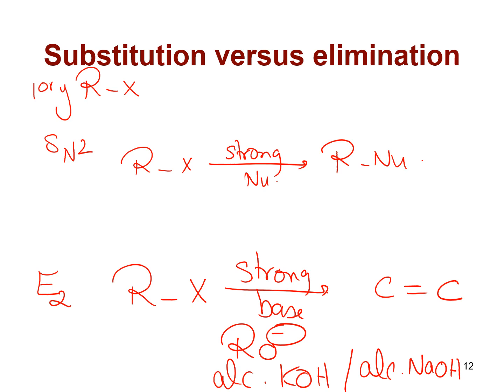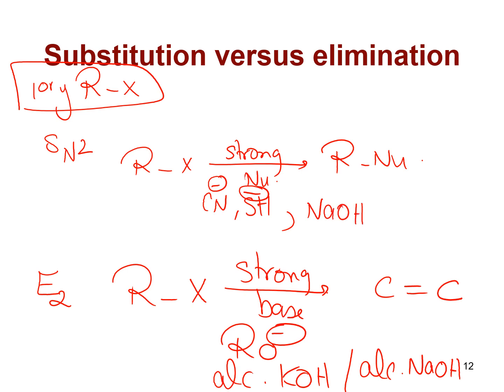When you think of an SN2 mechanism, in case of the primary alkyl halides, you will have things like cyanide and thiols. You can have a hydroxide, you can have sodium hydroxide, but it will not be alcoholic. It will be an aqueous sodium hydroxide or an aqueous potassium hydroxide. In this case, you have weakened your reagent. It's no longer a strong base, it's a strong nucleophile, so it proceeds through an SN2 mechanism.